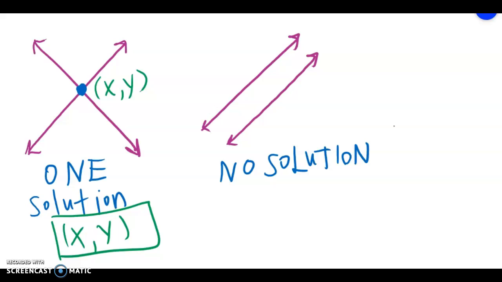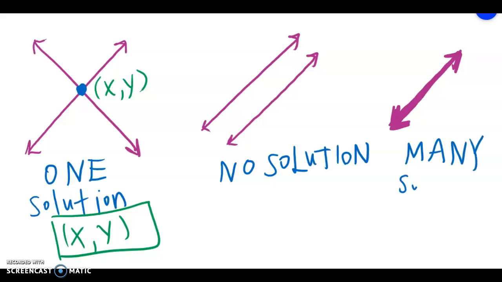Then you have a situation where you graph one of the lines, and then you graph the other line right on top of it. So when you've got 2 lines that are the same line, this is when you have many solutions. And there are infinitely many, so the infinity sign, infinitely many solutions that you can have, because every single point on the line is essentially a solution.